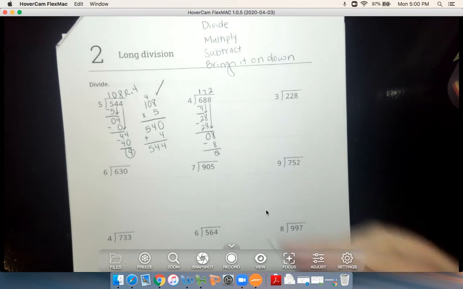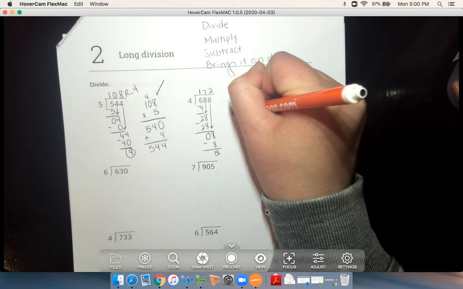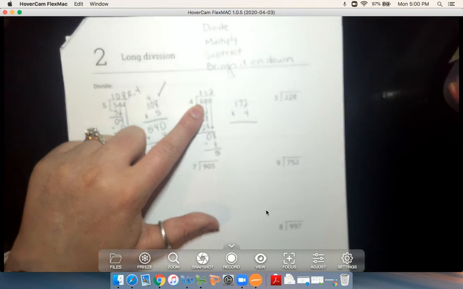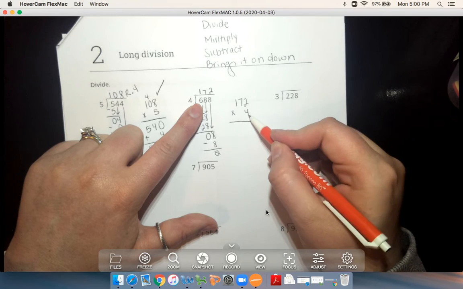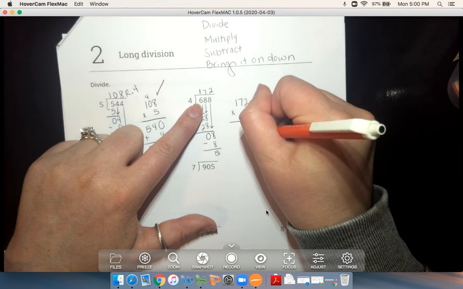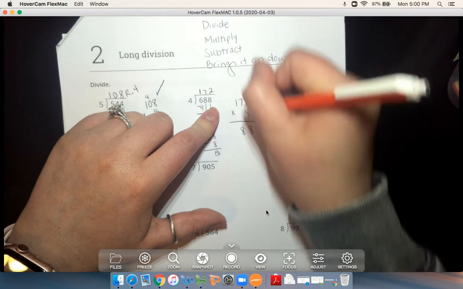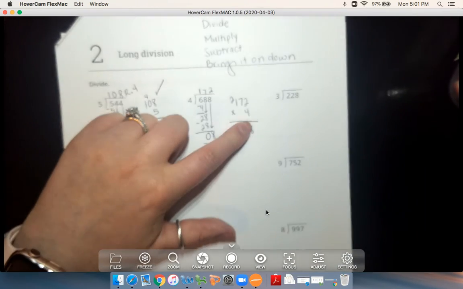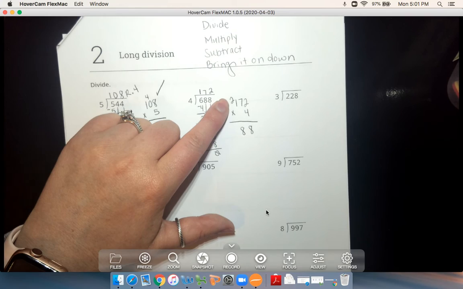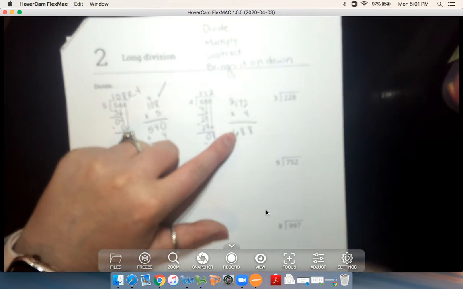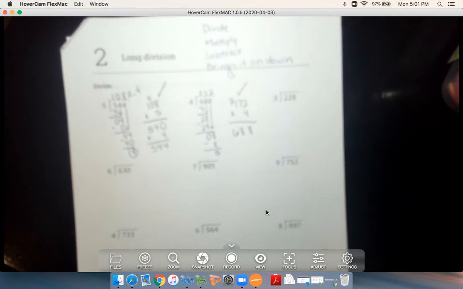So let's check our work to make sure. I'm going to set up 172 times 4, and I should end up with 688. 4 times 2 is 8. 7 times 4 is 28. 4 times 1 is 4, plus 2 is 6. And I got 688. So that means this one is also correct.